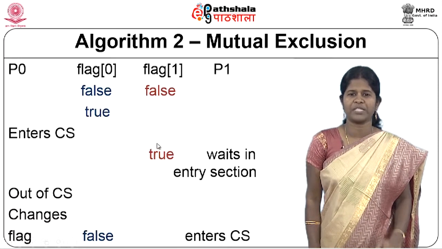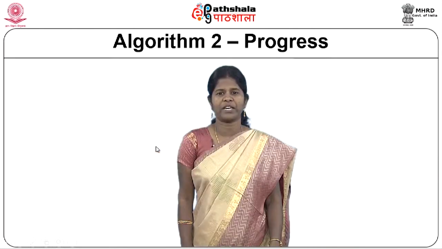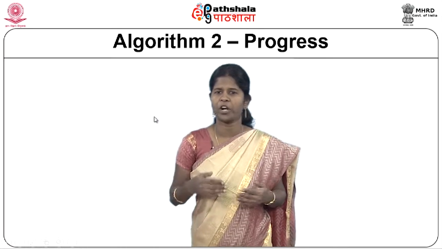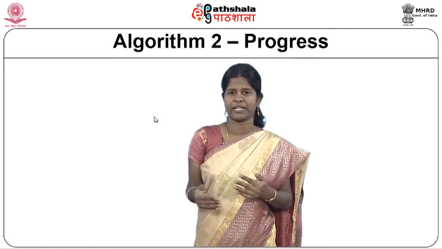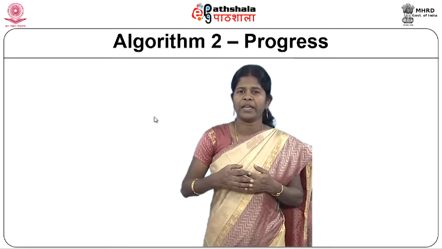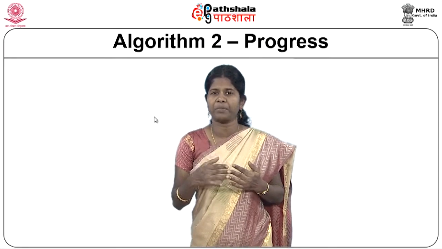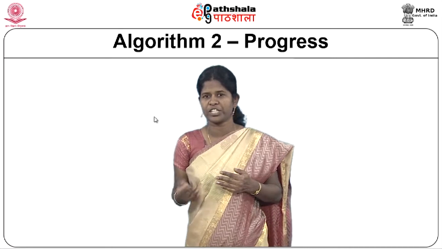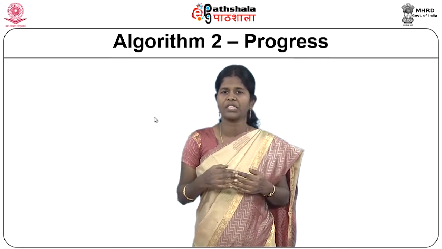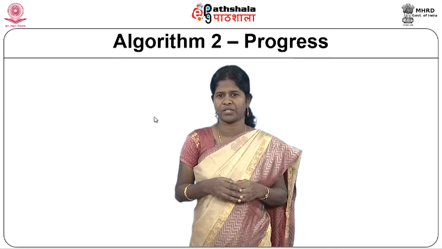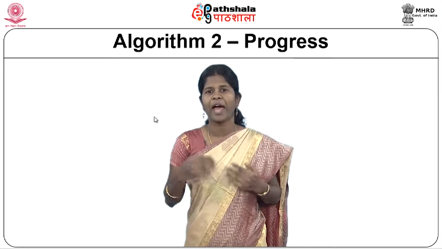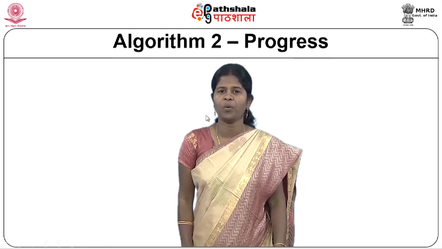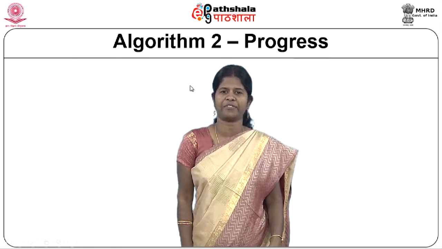Now, we will move on to see if this algorithm satisfies progress, the second condition. What is progress? When two processes try to enter the critical section at the same time, one process should not be made to wait indefinitely. There should be a chance for both the processes to enter the critical section. That is progress, or both the processes after wanting to enter the critical section should be able to progress. We will see if this algorithm satisfies this or not.